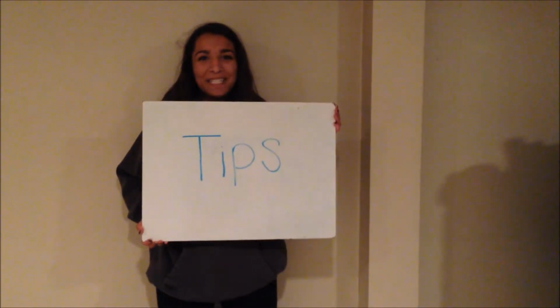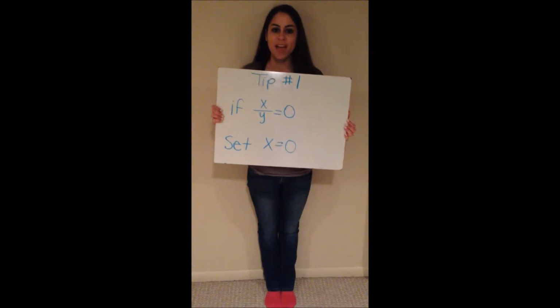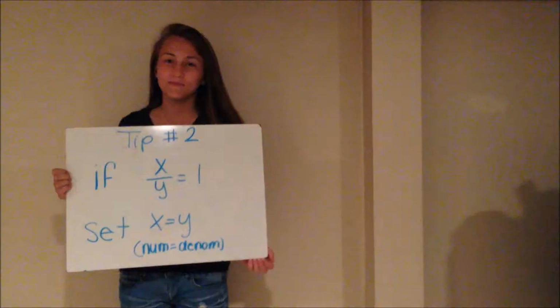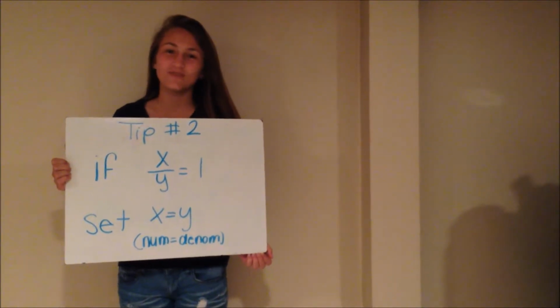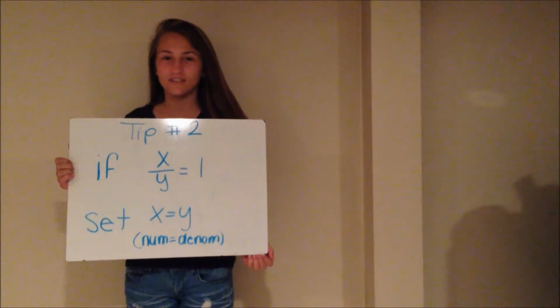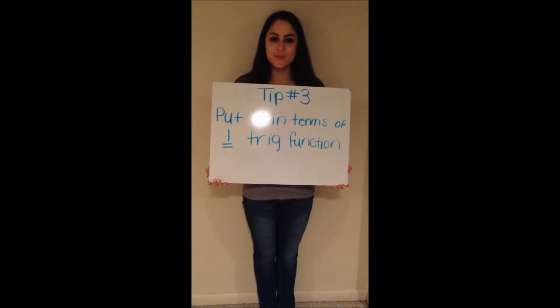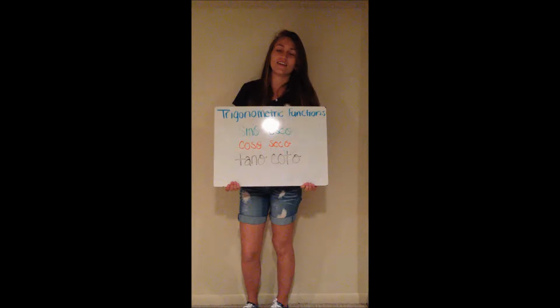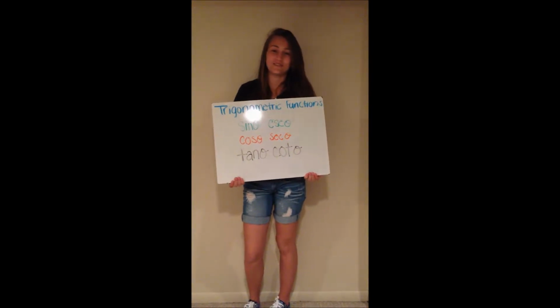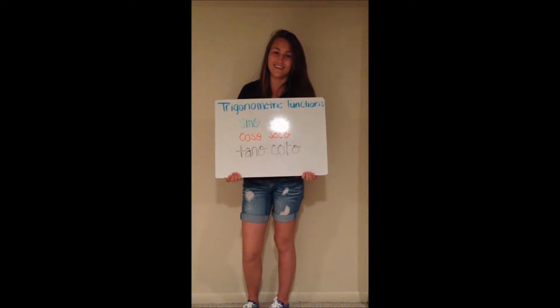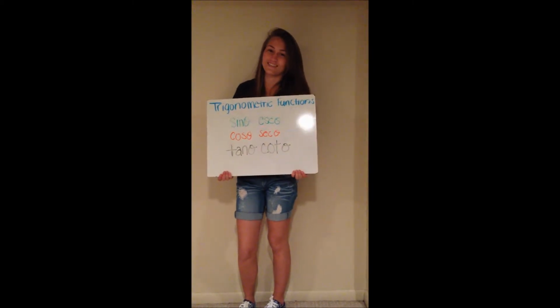Here are some tips. Tip number 1. If it's a fraction set equal to 0, set the numerator equal to 0. Tip number 2. If it's a fraction set equal to 1, set the numerator equal to the denominator. Tip number 3. Put it in terms of one trig function. This means to put it in terms of sine, cosecant, cosine, secant, tangent, and cotangent.